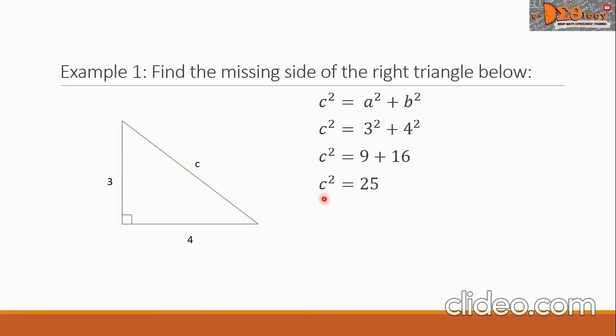We want the value of c, so we're going to take the square root of both sides. So this is now the square root of c squared equals the square root of 25. We can now cancel the radical and the square. Only c comes down, and the square root of 25 is 5. So this 5 is the required side. This is our final answer.